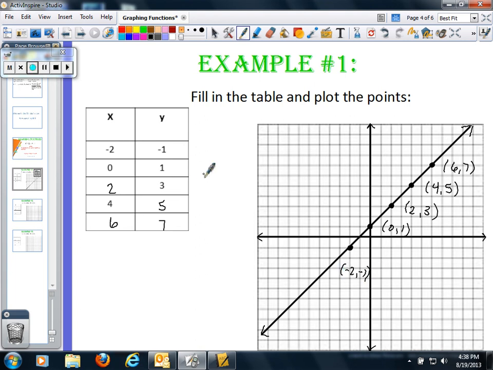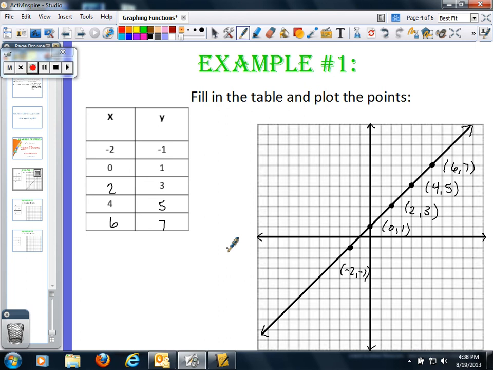And then if I was to ask you to describe the y values, you would say, well, the y values are also increasing by 2, okay? And you'll see in the next couple days how that information can help you determine a rule, or an equation, that would describe what you see here.